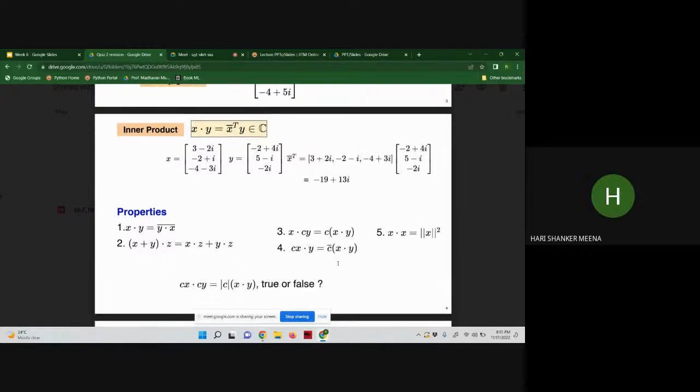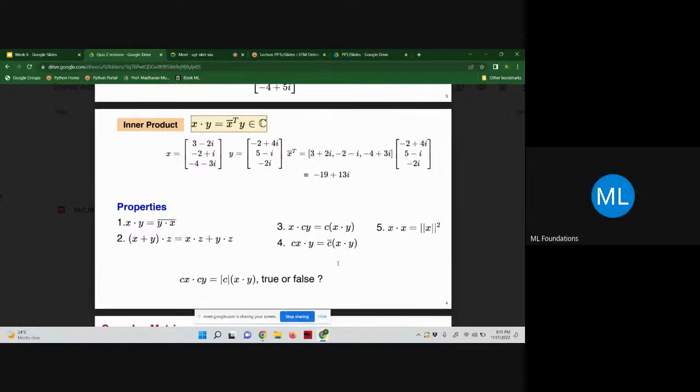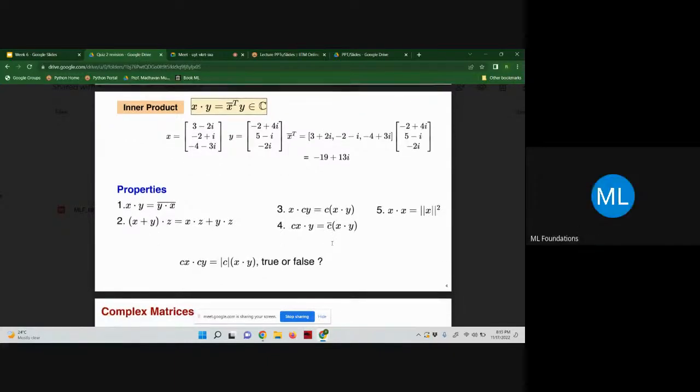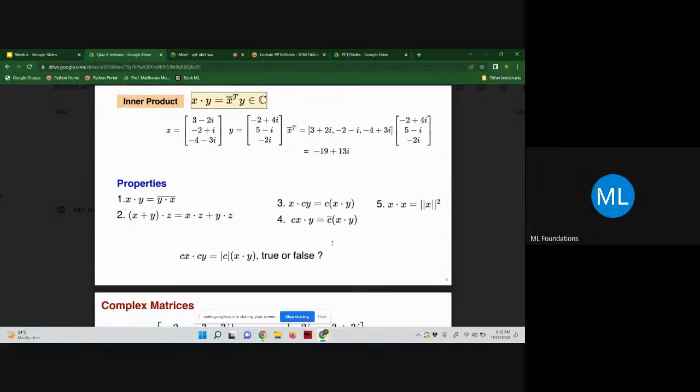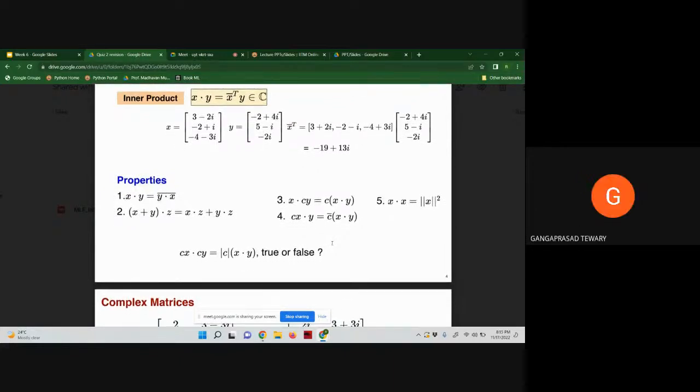Sir, this C is a complex number, sir? Yeah, that's what I have told, right? C is a complex number. Okay, I thought this is a constant actually. Yeah, it's a constant, but the constant is a complex number. Sir, can you explain property 4, sir? Cx dot y equals c bar times x dot y. That c bar is basically the conjugate one, right? Not the transpose. Yes. The conjugate of the complex number. Sir, can you take some examples for this, sir, to elaborate?